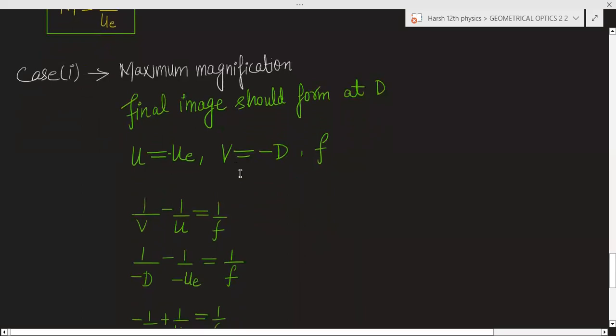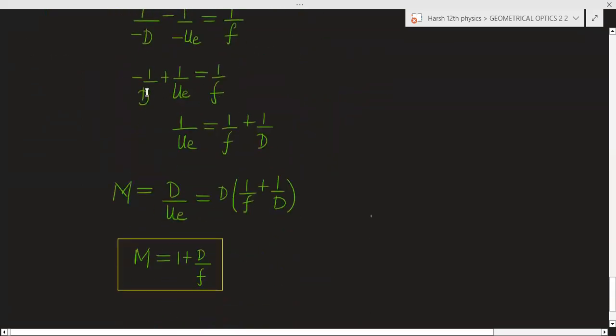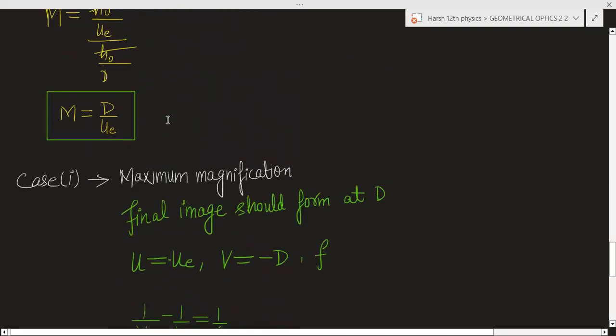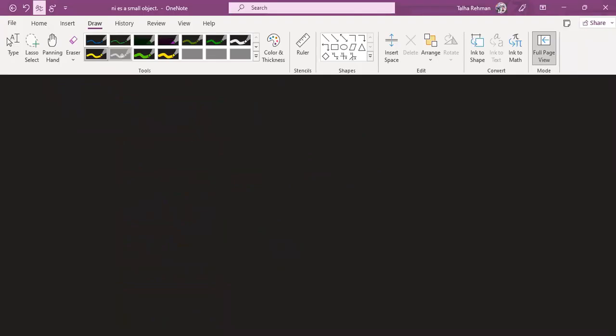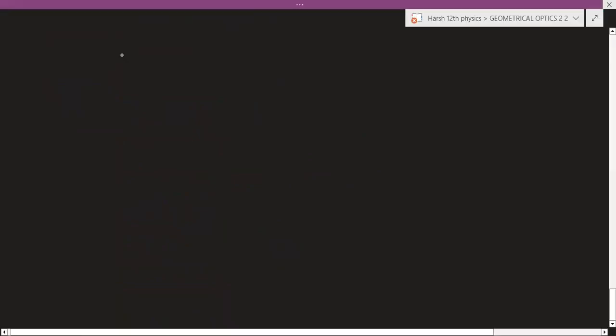Now there is another case, for the relaxed eye. When the eyes are in the relaxed condition, what will be the value of magnification? That is case number 2. Will the magnification be 0, right? No. Magnification can never be 0.